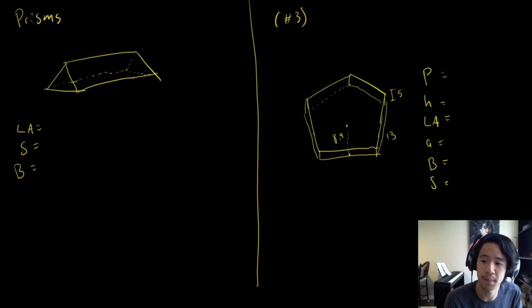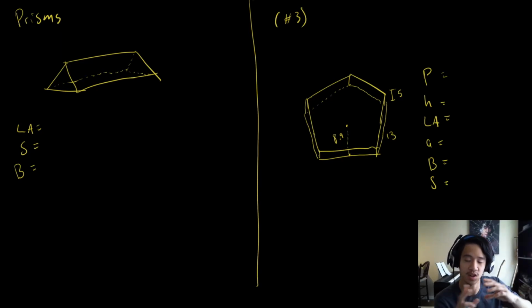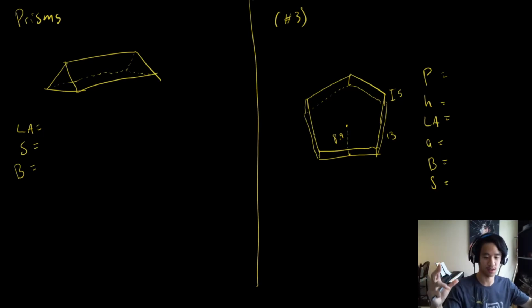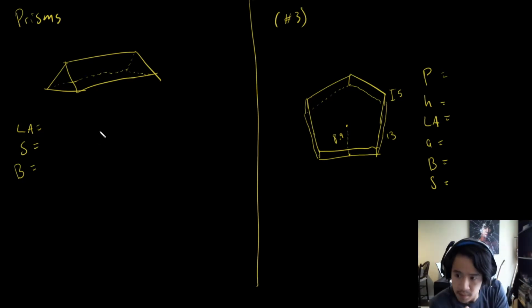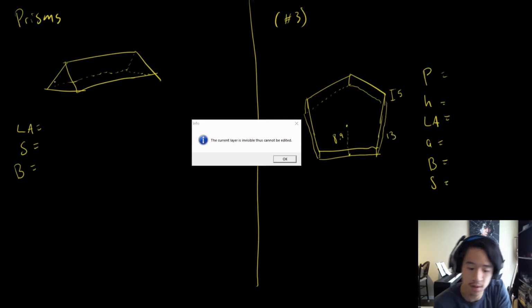So here we got a prism, and remember, a prism is a regular, the base is going to be a regular polygon, and then it's just going to connect two regular polygons. You know what a prism is. For some reason, it's kind of hard to explain, but the bases are both going to be regular polygons. That's going to be important. So to find the lateral area, you're going to want to find the perimeter.